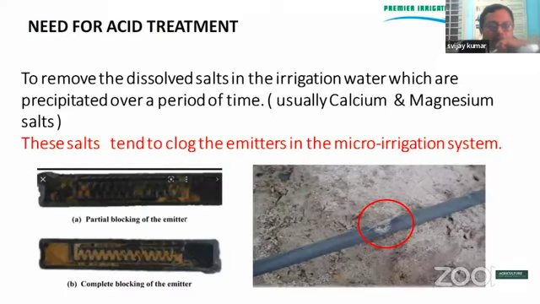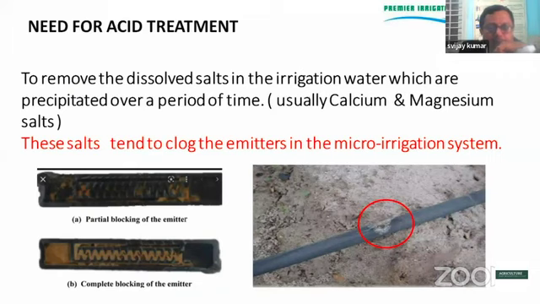See, you are seeing photographs of how the drippers, these inline emitters, are getting clogged. Even though you have filtered, water contains dissolved salts. To remove the dissolved salts in the irrigation water, which precipitate over a period of time: when you switch off the drip irrigation system, the water evaporates and the salt gets precipitated on the outlet. You can see the white deposit, or it could even get into the labyrinth if your filtration is not good.